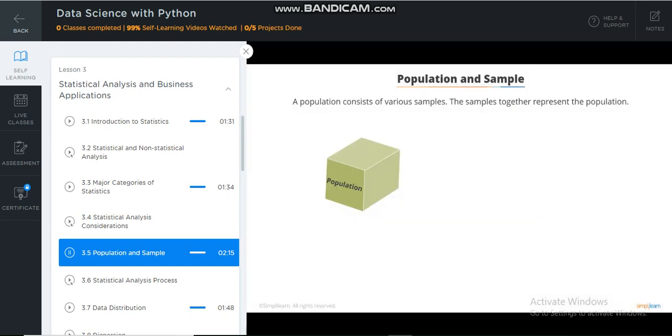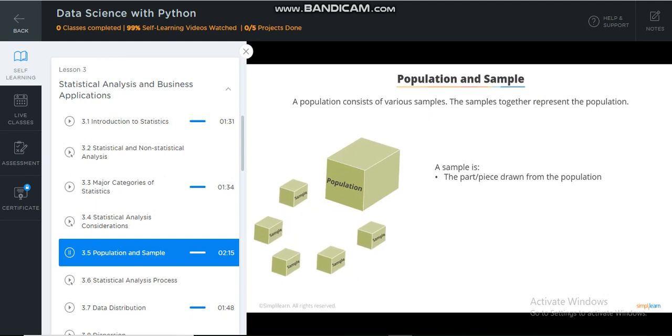Let's understand population and sample through the visual. Population consists of various samples. A sample is the part or piece drawn from the large population for statistical analysis. It can be treated as a subset of the population. A sample should be random to help ensure that it has all the characteristics of the population and is also representative of the population.